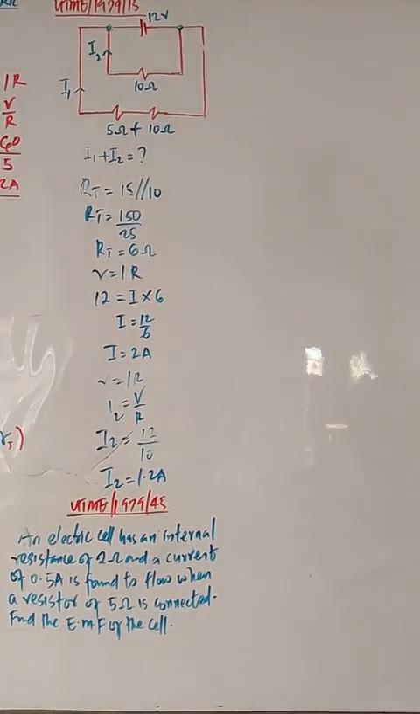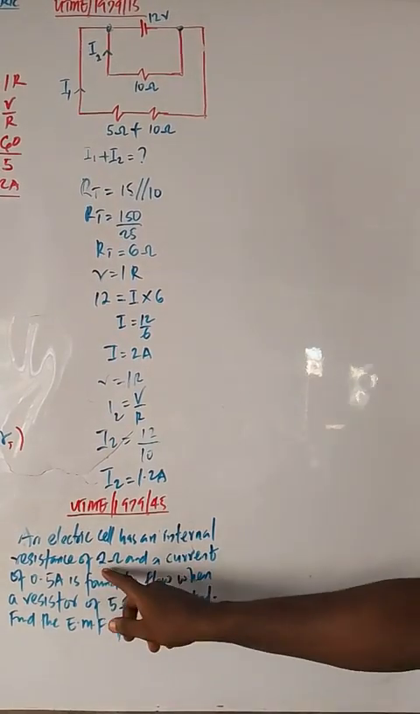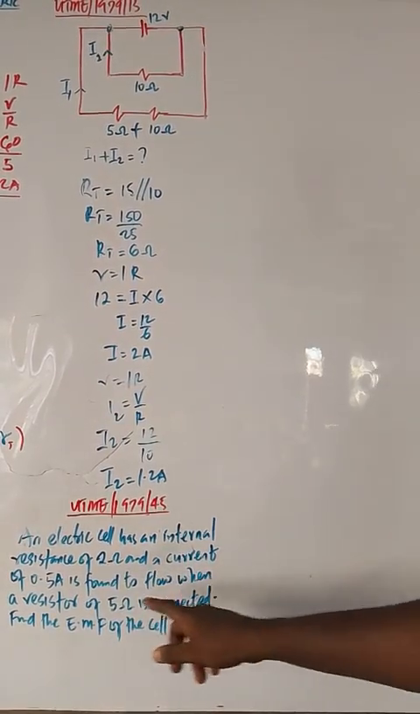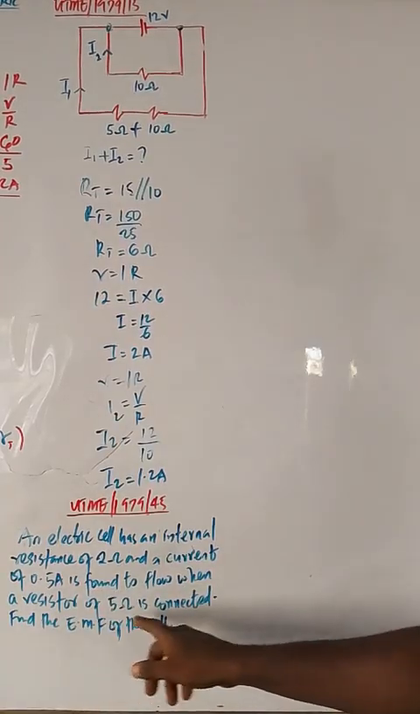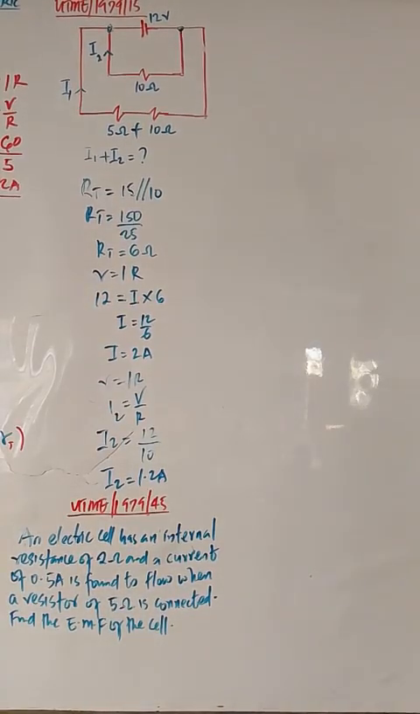An electric cell has internal resistance 2 ohms, that's 1 R. And a current of 0.5 amperes I is found to flow when a resistor of 5 ohms is connected to it. I think this is the simplest question ever.